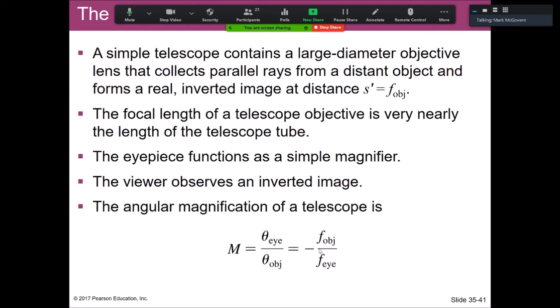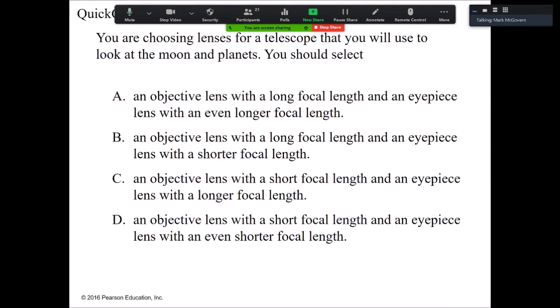And that can be related to focal lengths. But I have to show you a picture for that, and I don't have that picture before. Well, I have to show you this first. So if you're choosing lenses for a telescope that you will look at the moon and the planets, what's the best kind of selection for focal lengths that you should do here?